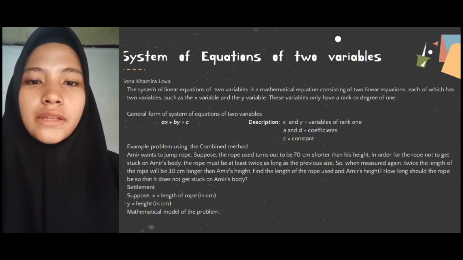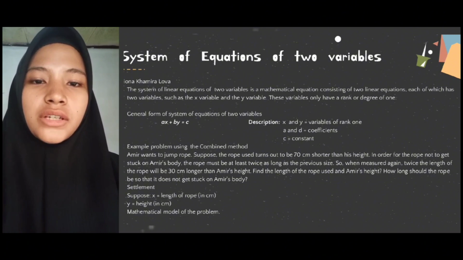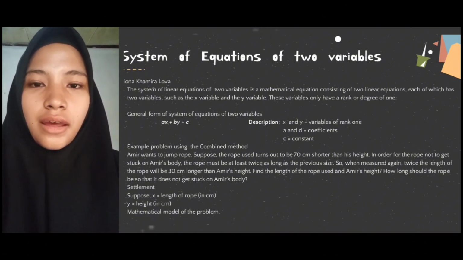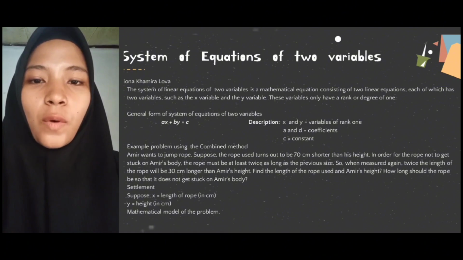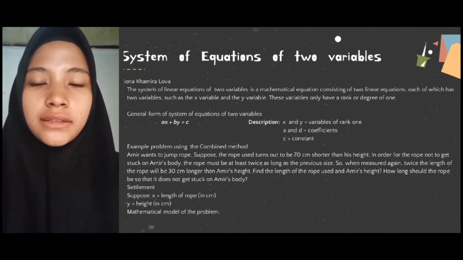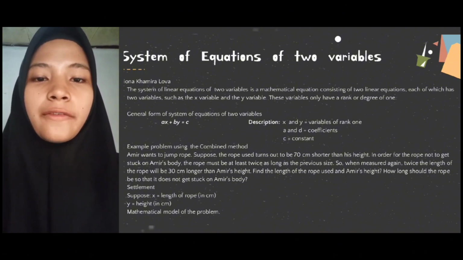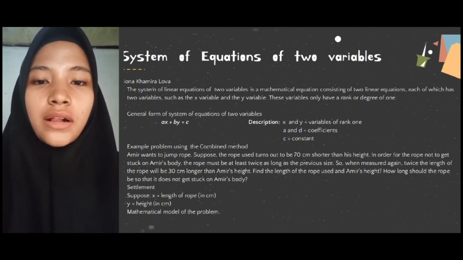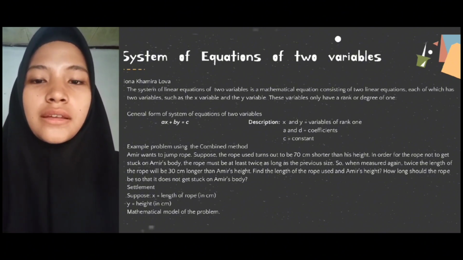General form of a system of equations of two variables: ax plus by equals c. Description: x and y are variables of rank 1. a and b are coefficients, and c is a constant.